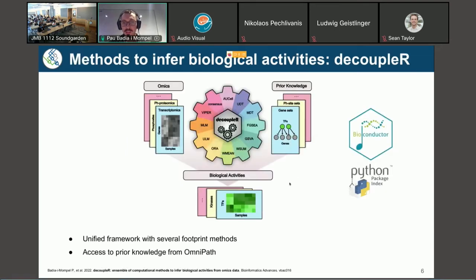So following this idea, we decided to develop Decoupler, which is a unified framework with several footprint methods. Although other frameworks such as this already exist, like PIANO, they are lacking novel footprint methods. And also inside Decoupler, it's very easy to access all the prior knowledge from OmniPath using one-liners. And yeah, this package is available in Bioconductor and also as a Python package.